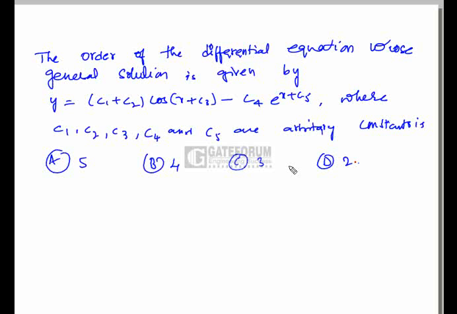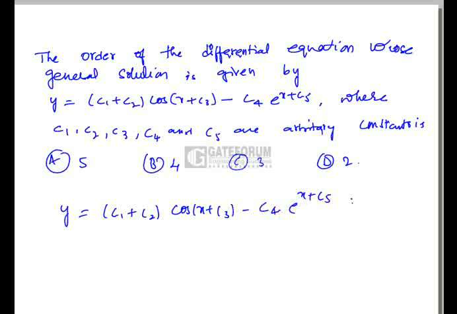We have to find the order of the differential equation whose general solution is given as y is equal to c1 plus c2 into cos of x plus c3, minus c4 into e power x plus c5. Now, it is purely based on the number of constants which are involved in the equation. If you are considering c1, c2, c3, c4 and c5 as the constants, then the answer will be 5, because if there are 5 constants, then the order of the differential equation will be 5, because we have to differentiate 5 times. But instead of coming to a conclusion, first simplify the given expression.